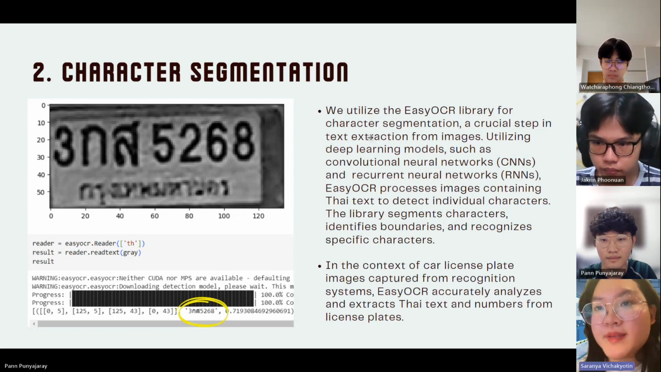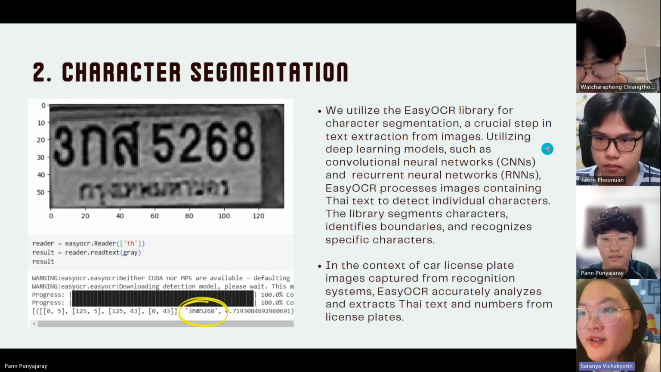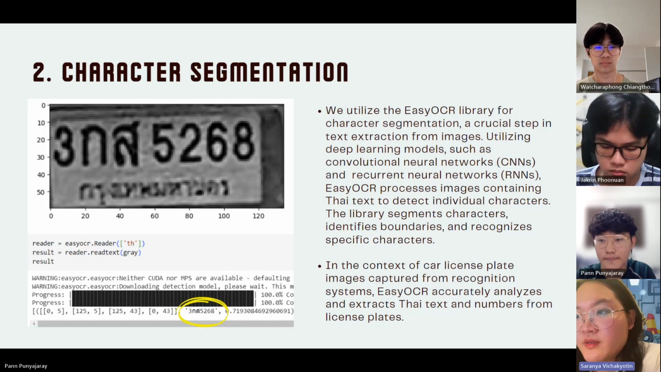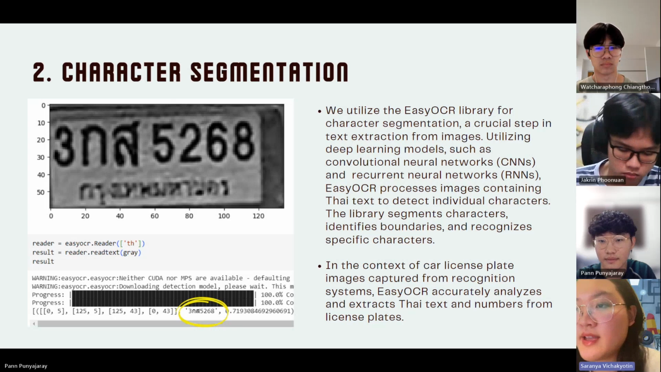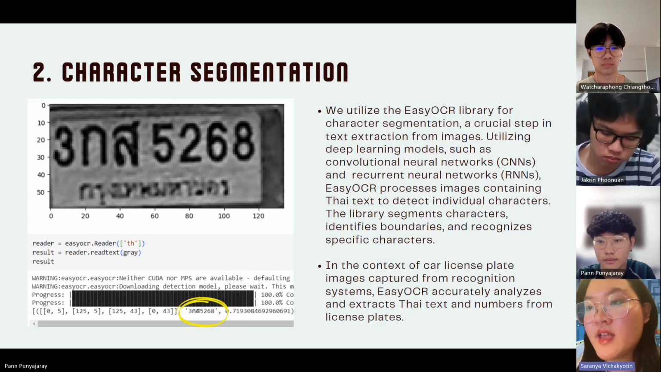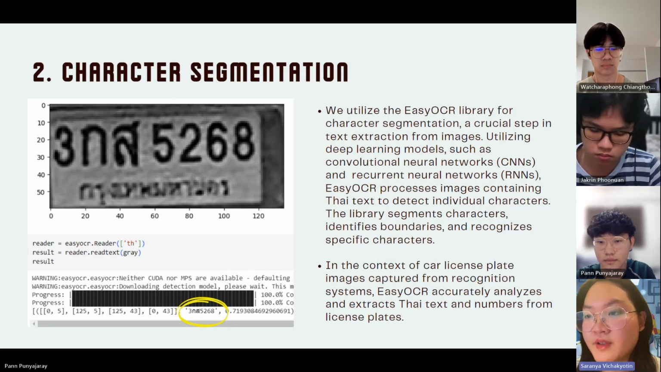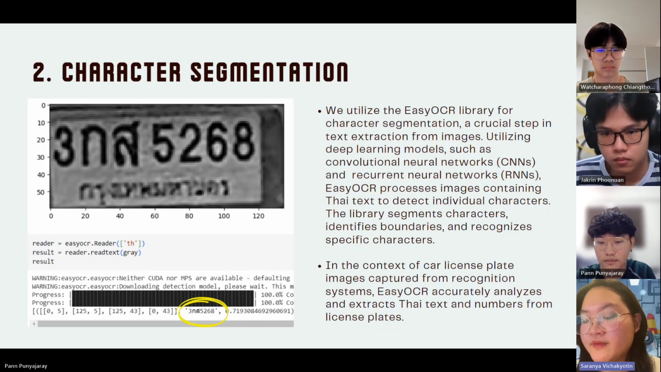And the second key concept is character segmentation. We utilize the EasyOCR library for character segmentation, a crucial step in text extraction from images. Utilizing deep learning models such as convolutional neural networks and recurrent neural networks, EasyOCR processes images containing Thai text to detect individual characters. The library segments characters, identifying boundaries and recognizing specific characters. In the context of car license plate images captured from the recognition system, EasyOCR accurately analyzes and extracts Thai text and numbers from license plates.